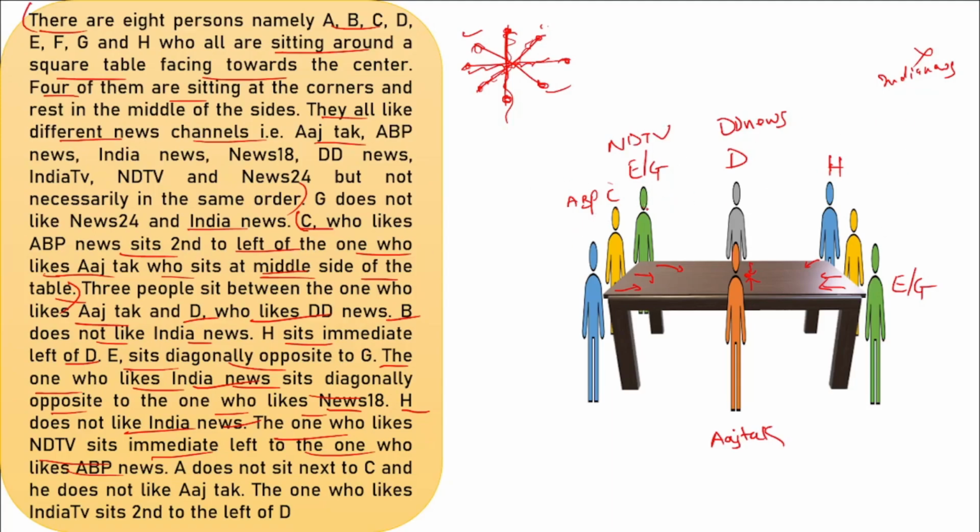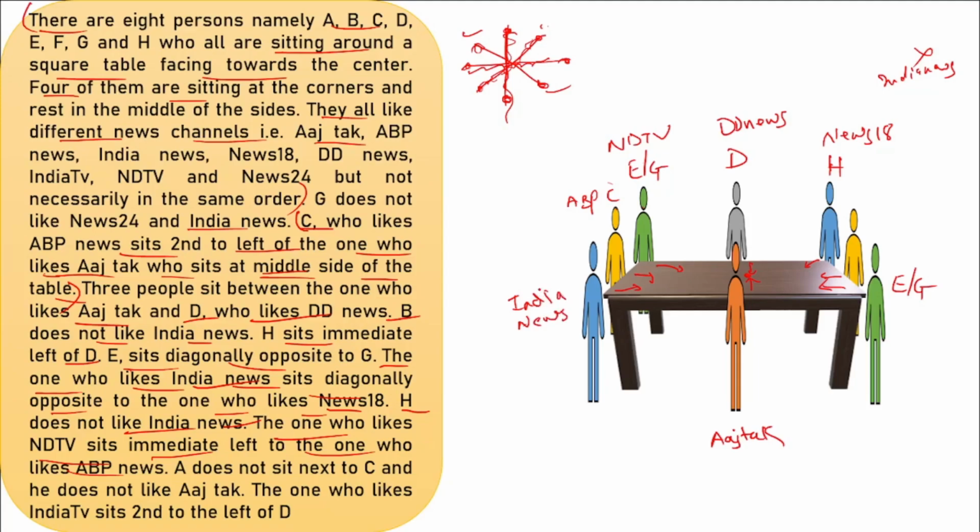I was having places for India News and News 18. As I placed NDTV here, is it possible to put India News and News 18 diagonally opposite to each other? Not at all, not possible. If this guy is, only these 2 places are left now to put them. If this guy is not liking India News, so definitely this guy is going to be liking News 18. Simple. And this guy, this blue guy, is going to be liking what? India News.